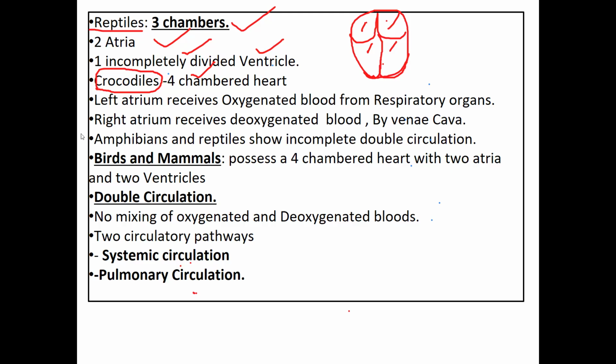Always remember, the right side of the heart receives impure blood or deoxygenated blood. Okay, so by caval veins or vena cava.